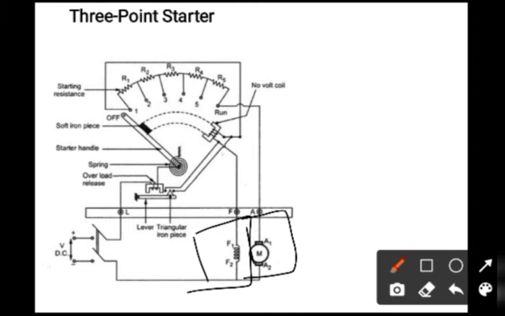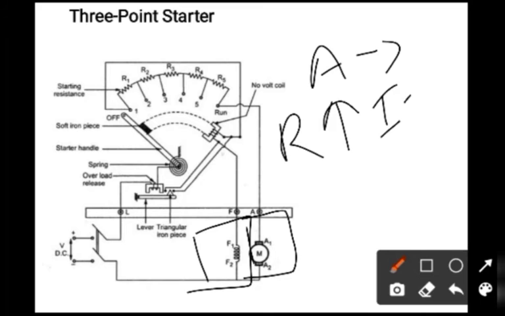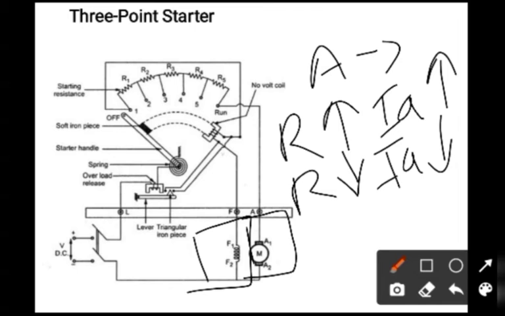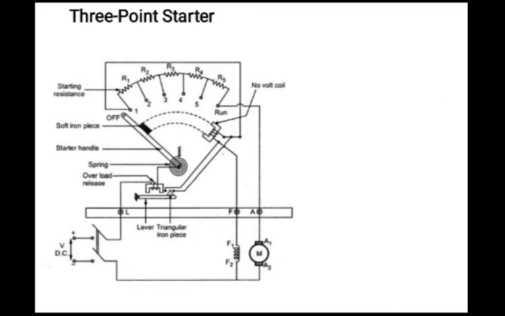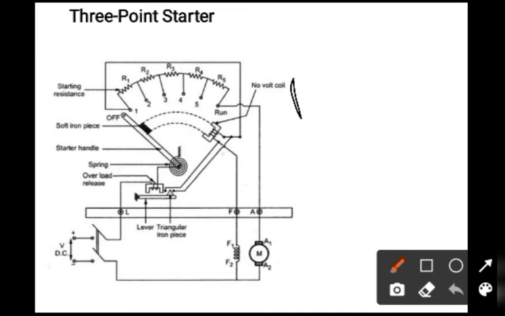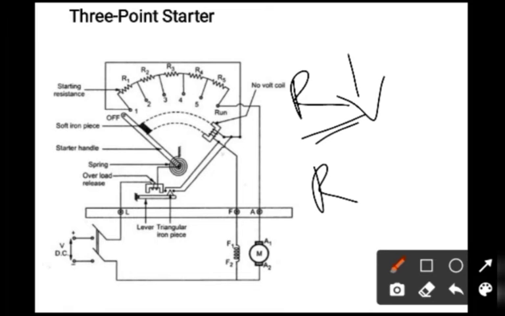Firstly we will see the armature circuit. In the armature circuit, at the time of starting, resistance is high, so armature current is also high. But when the handle is at the final position, armature resistance is less, so armature current is also less. So this is the resistance and armature current in the armature circuit. In case of field winding, at the time of starting, resistance is less, but at the final position, high resistance is present in the field circuit.